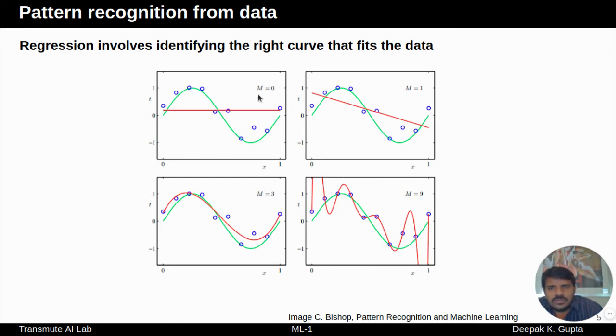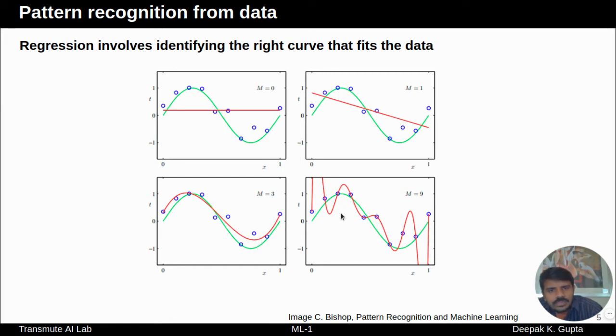With m equal to 0, we fit a horizontal line, but if we look at the deviation of each of these circles or the corresponding green point from the line, it's quite far. So there's a lot of error here. When we increase the flexibility of the model with a first order polynomial, we see that the error has relatively reduced. When we go to m equal to 3, we see the model fits the green curve very well. There is still some error, but with m equal to 3, that's the best it can do.